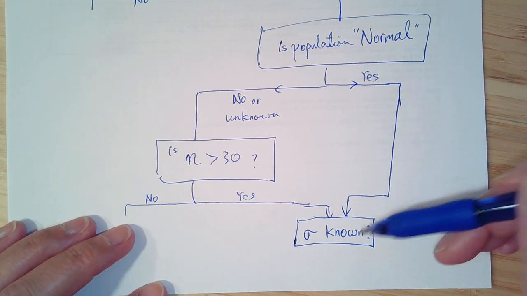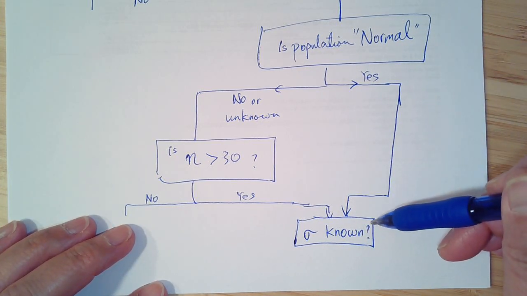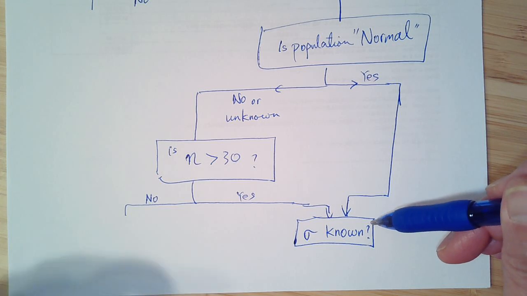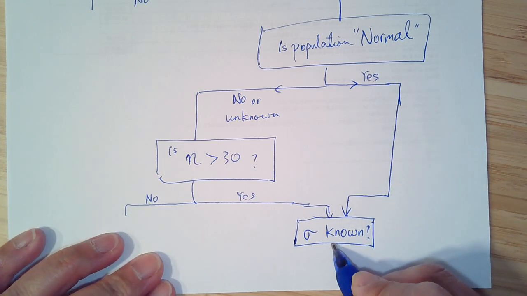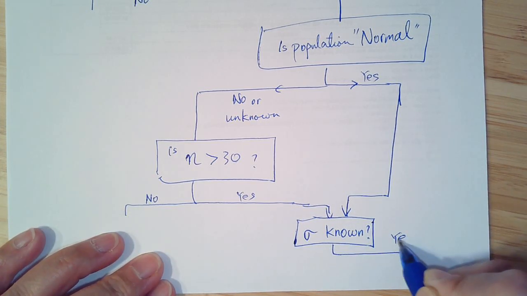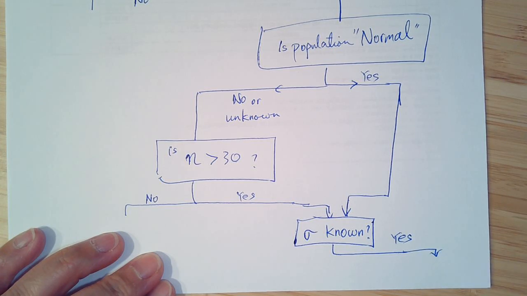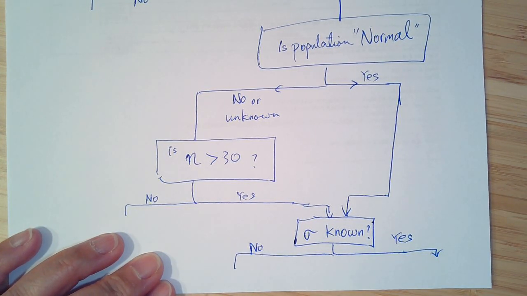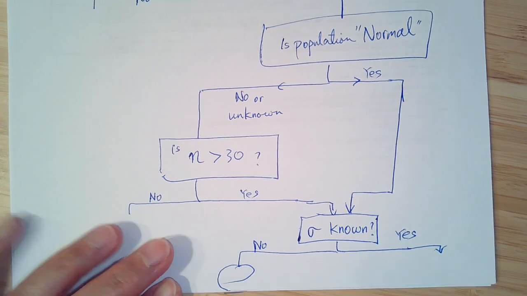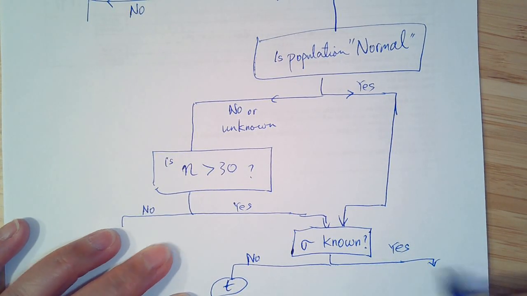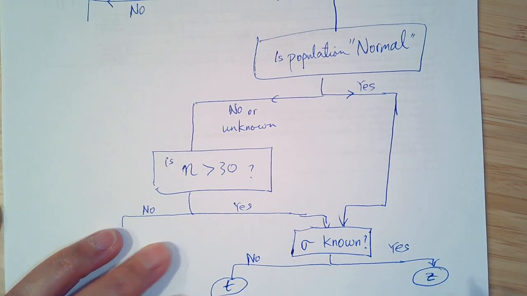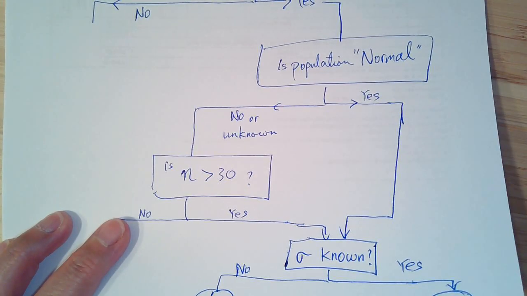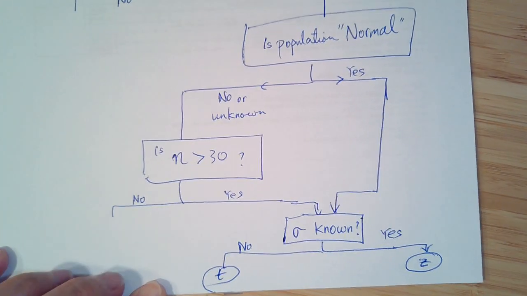So how do you know the population standard deviation? Yeah, you don't know that. However, you might have a yes, based on previous experience, or you might have a no, or totally unknown, have no clue. So this one you're going to use t, and this one you're going to use z. All right, so that's the little tricky part.